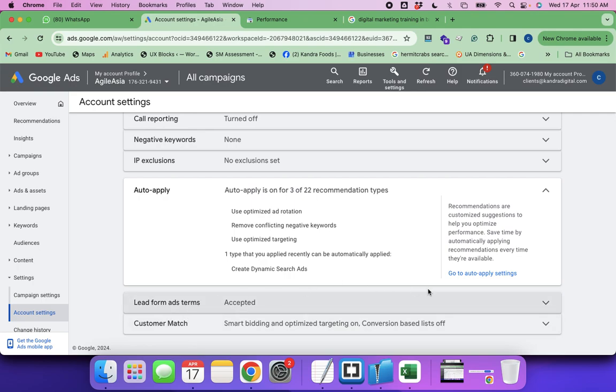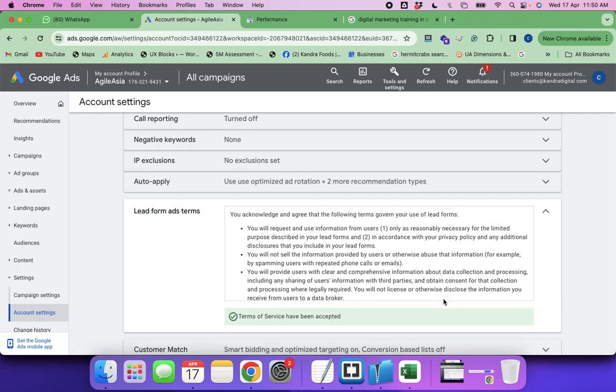Leads from ads terms. What is this? You acknowledge and agree that the following terms govern your use of lead forms. You will request and use information from users only as reasonably necessary for the limited purpose described in your lead forms, and in accordance with your privacy policy and any additional disclosures that you include in your lead forms.